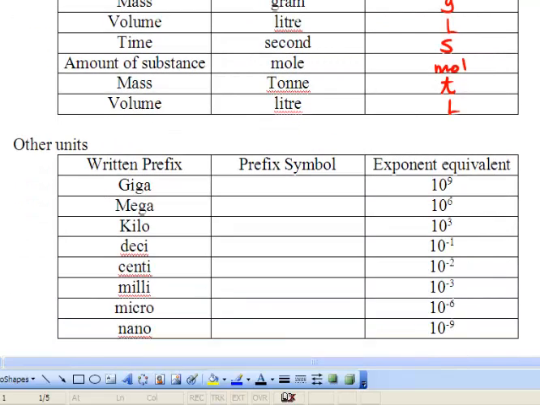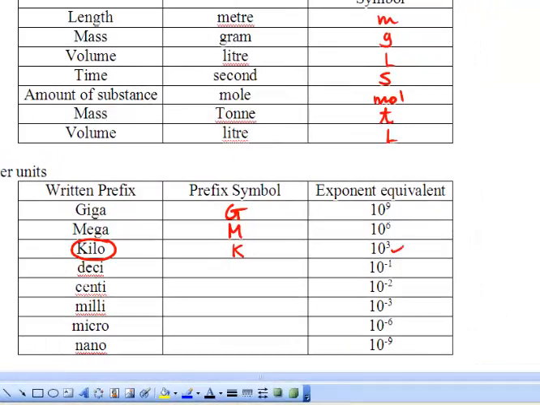Now, the other units that are based off of these base units are written with prefixes, and they tell us how much of something we have. So giga is a big G, and that means 10 to the exponent of 9. So that means 9 zeros after that 10. Next we have mega, which is a little bit smaller, and it's 10 to the exponent of 6. Then we have kilo, which is a K, and it's 10 to the exponent of 3. And this is really important.